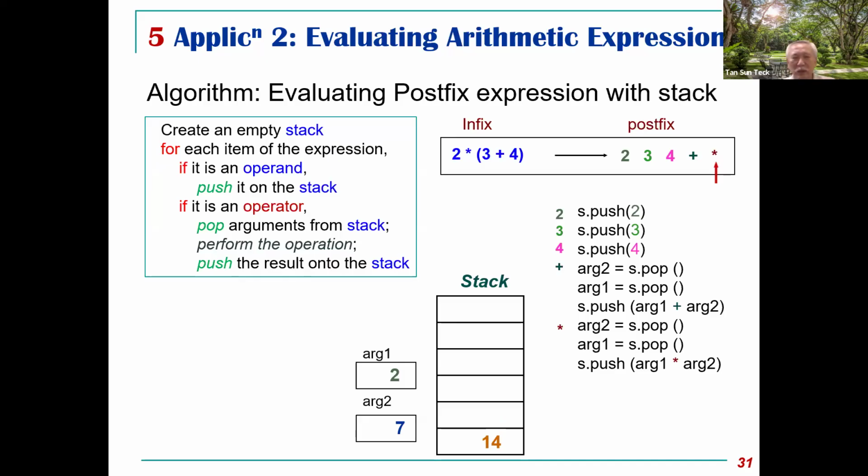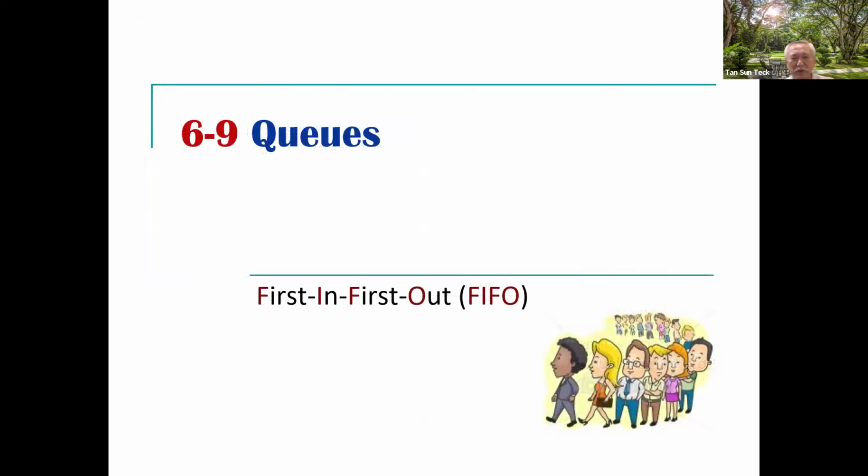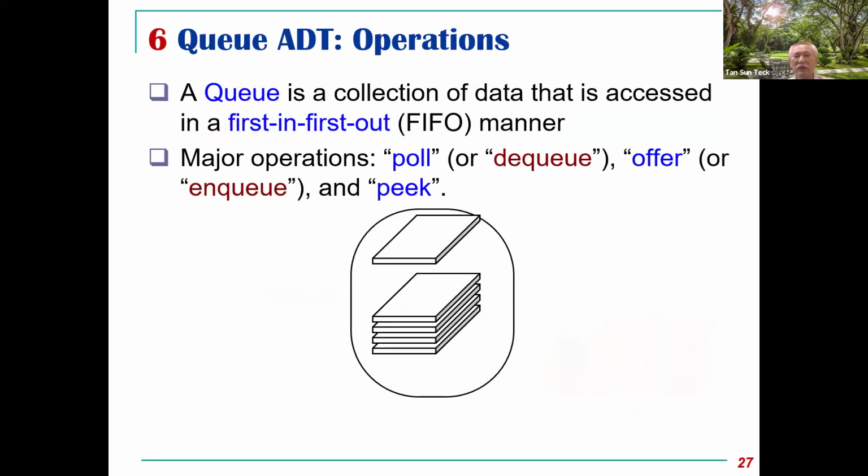Yeah. Right, so the next ADT is called queue, and queue is different from stack. The difference is first in, first out. So it's just a normal queue that you see in the canteen, in the bus terminal, in the MRT, where people queue up, right? The first one that arrives will be the first one to be served. You go to the bank counter, yeah, and so on. So this is what we call first in, first out data structures. So a queue is again very useful, with a lot of applications. So a queue is a collection of data that is accessed in a first in, first out manner, right?